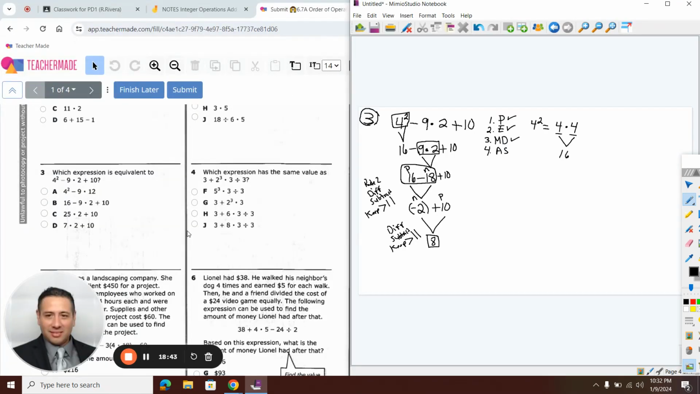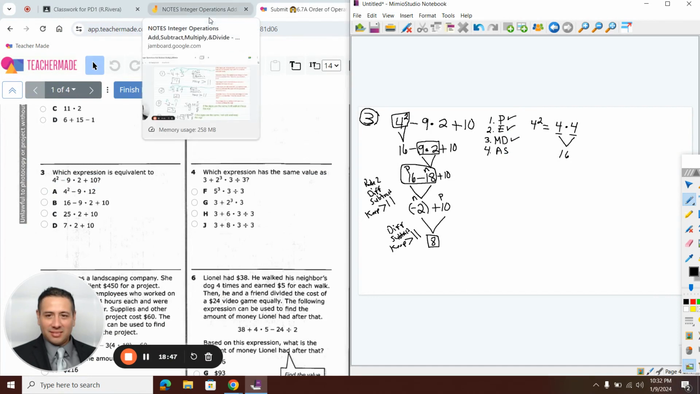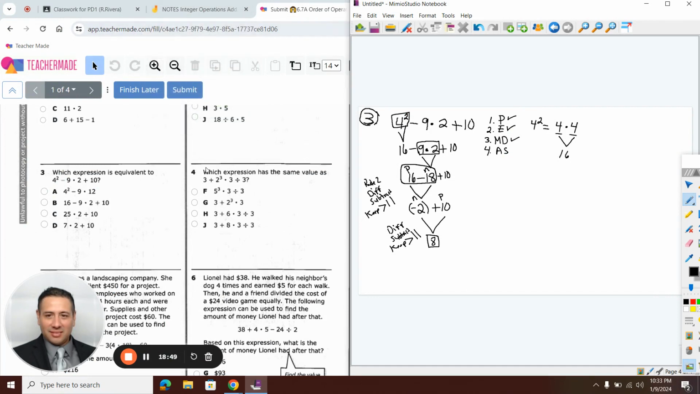Now, how would I choose that? Same way. We're trying to find which one matches my step. Okay? So 4 to the second power minus 9 times 12. Do I have that here? We have 4 to the second power minus 9 times 12. No, I did not add first. This is wrong.